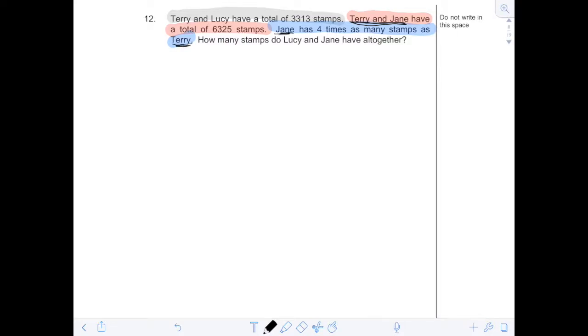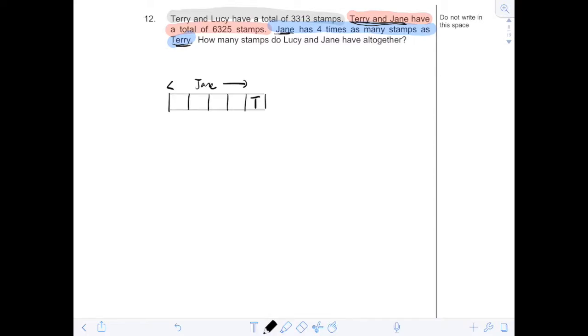So most of the time you should start drawing your models from here because it has the most amount of information. So for here, you can straight away draw Jane and Terry. Alright, so if Jane has 4 times, it means Jane has 4 units more than Terry. If Terry only has 1, we can split this into 5. If this is Terry, Terry has only 1, then Jane has 4, because Jane has 4 times as many stems as Terry.